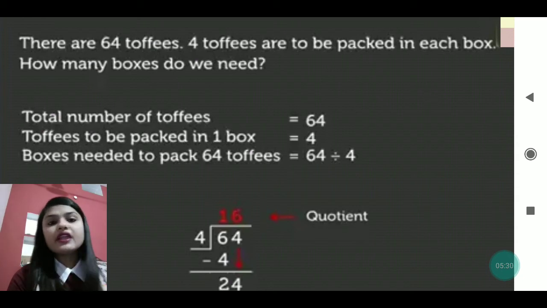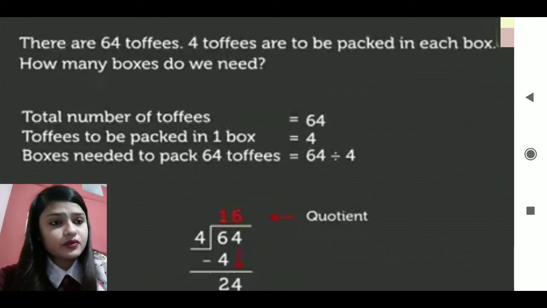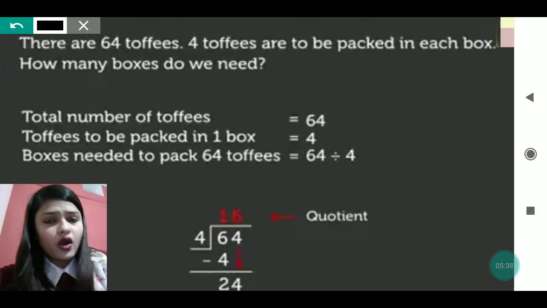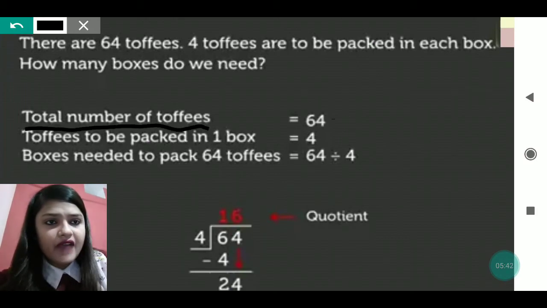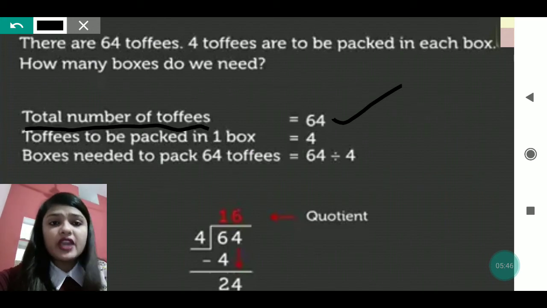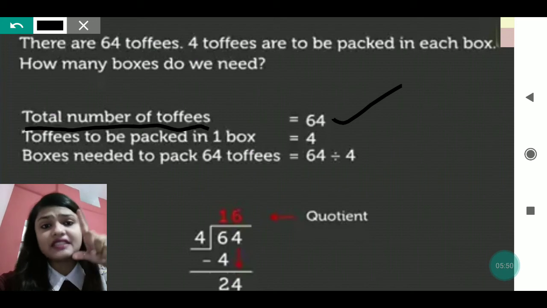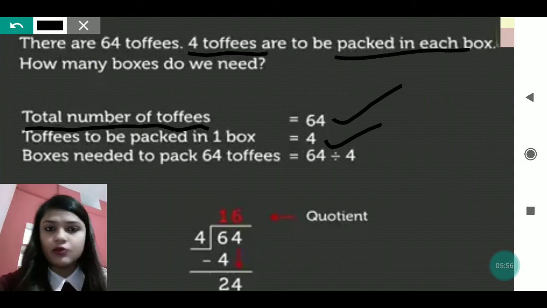Okay, so what will we do? First, we know the total number of toffees, so we will write total number of toffees. You can see it is written here. I have written 64 here. Now, toffees to be packed in one box. How many toffees do we have to pack in one single box? 4 toffees. That is also mentioned here. 4 toffees to be packed in each box. Each box means one single box we are talking about.